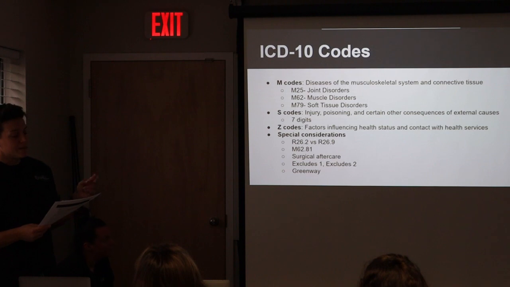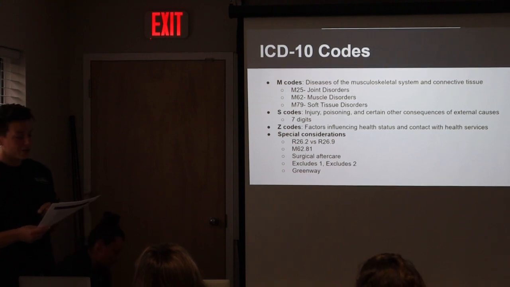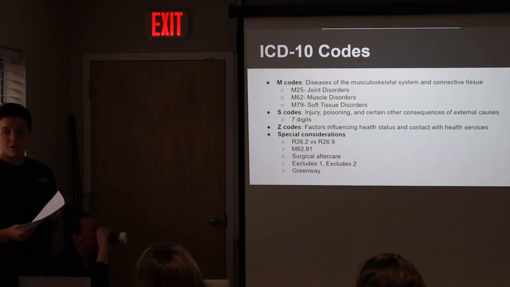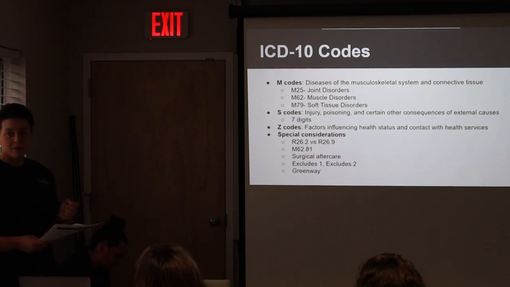Excludes 2 means that the two conditions can occur together, so one code does not represent the other code. If we're talking about a calf strain, but they're also having ankle pain, you can bill for lower leg pain, and you can also bill for ankle pain because they don't include one another.